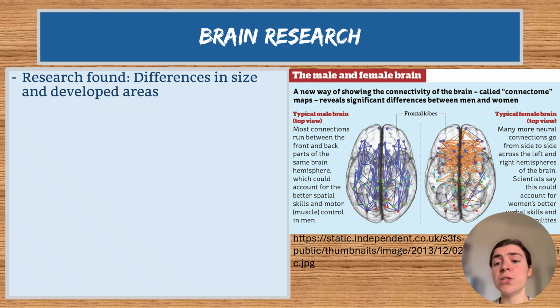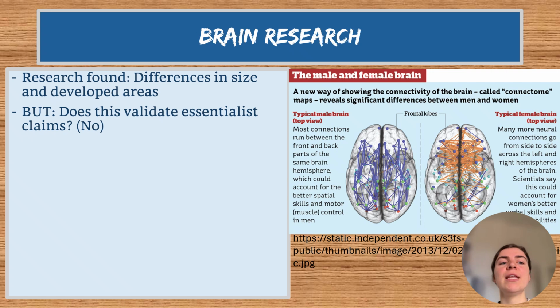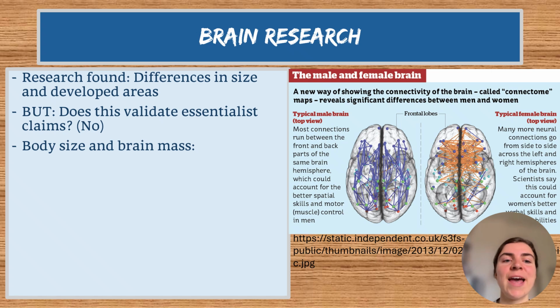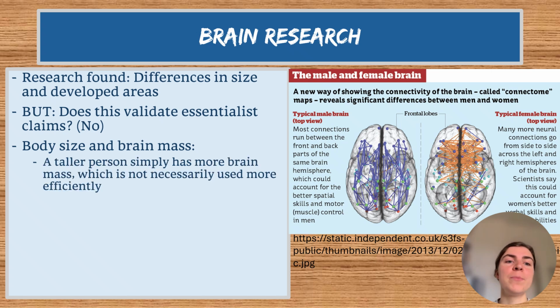Now, research did find differences in the size and also in developed areas of brains. This research would be more in the direction of developed areas. But the question now would be, does this actually validate this essentialist claim? And well, no, it doesn't. Because body size and brain mass actually coincide. So a taller person just does have more brain mass because it's a taller person. But this doesn't mean that this person has more mental capacities, because it doesn't mean that this brain is used more efficiently.